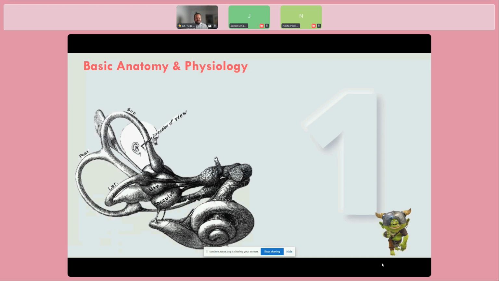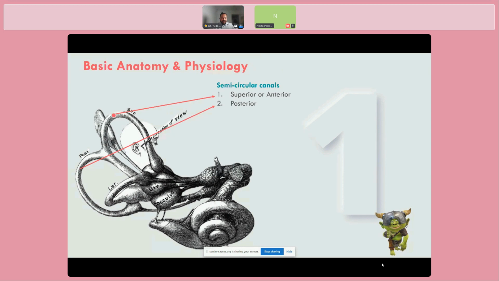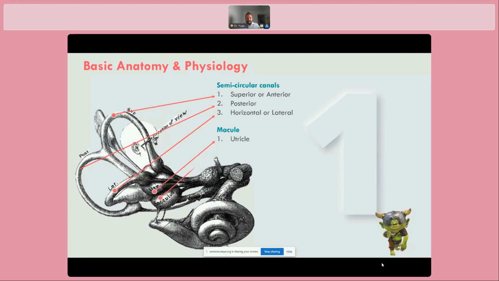So I think we all are comfortable with the basic anatomy and physiology, right? We have 3 different semicircular canals, superior, posterior canal, and then lateral, and we have maculae, which are the otolith organs, utricle, and then saccule. So what do we do? What kind of information does this system carry to the brain? So we have semicircular canals.